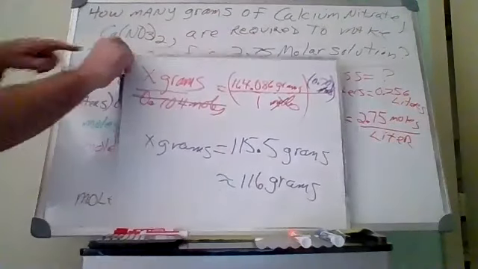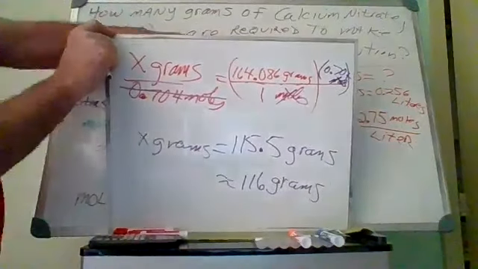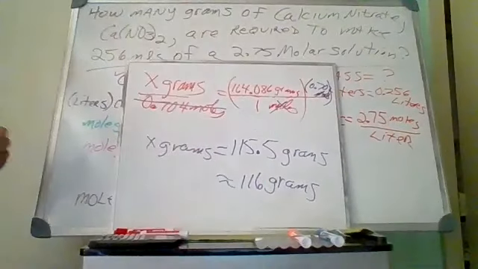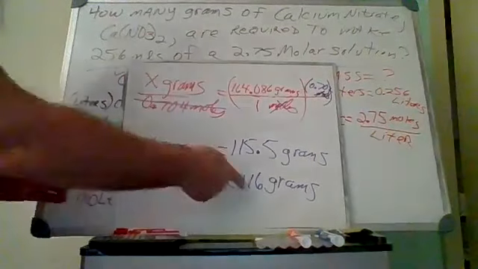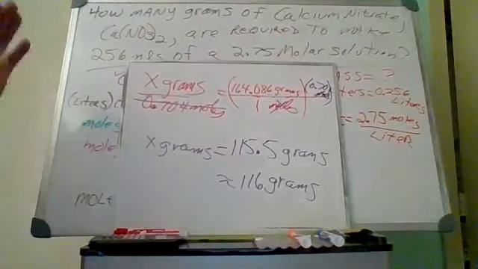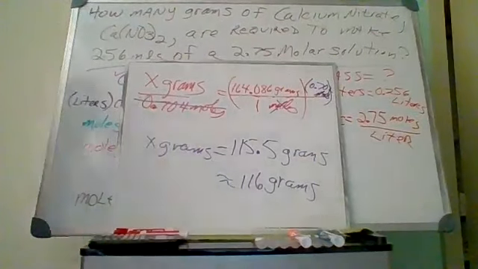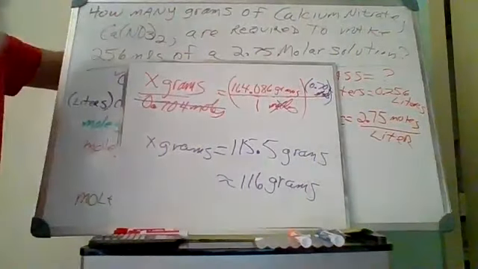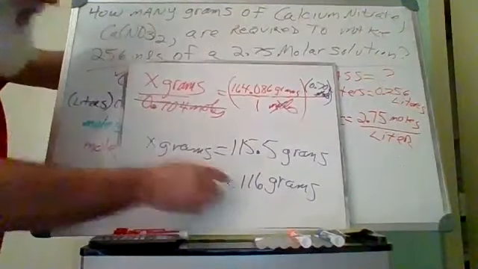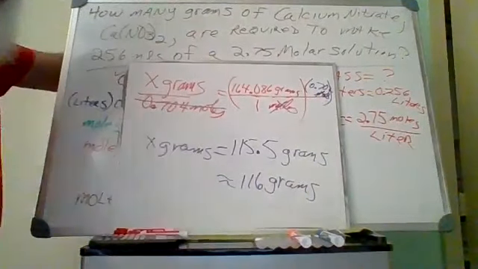Because in our original problem, I had 256 with 3 digits and 2.75 with 3 digits. So my answer here should really only have 3 digits. Again, if you put more, I won't mark it wrong. It's better to have too many than too few. So there's my answer. How many grams? There's the grams.